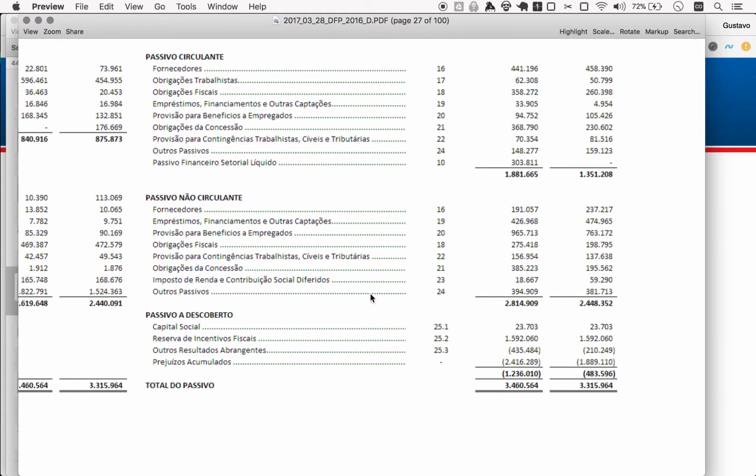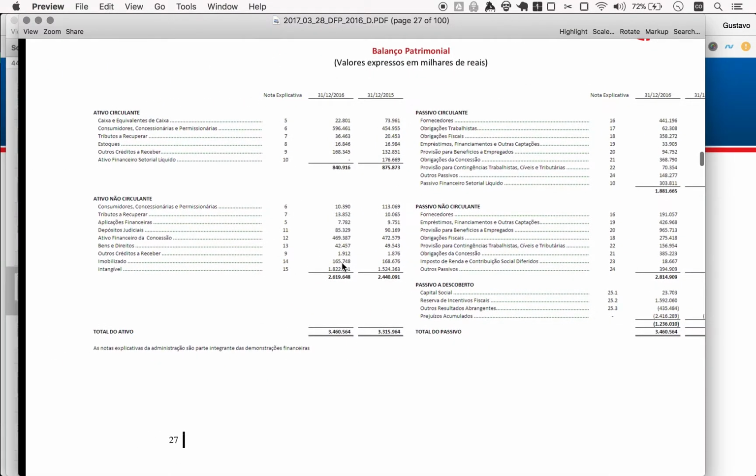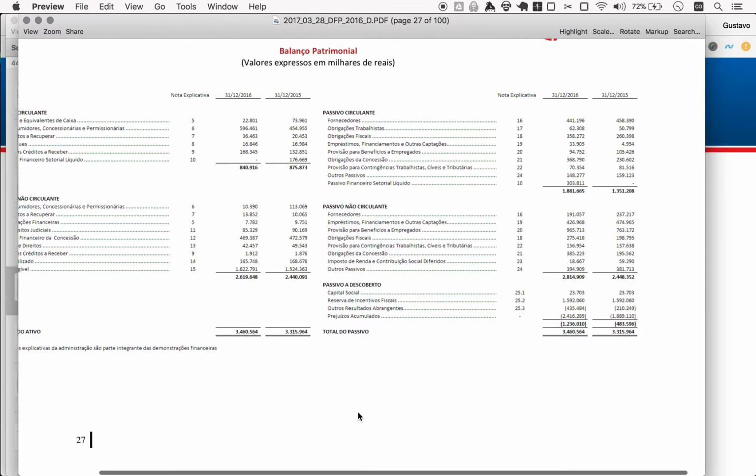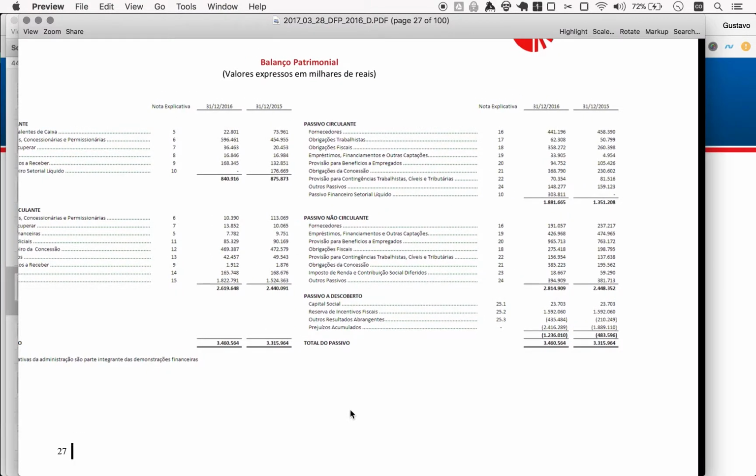As always, we start by looking at debt. One easy and very fundamental measure is debt to equity, and you start by looking at net equity. I think they're talking about here, if I'm not mistaken, that because it's negative in their case, they're not saying patrimônio líquido, they're not saying net equity. They're calling it passivo a descoberto. So I gather that their net equity is minus 1236.